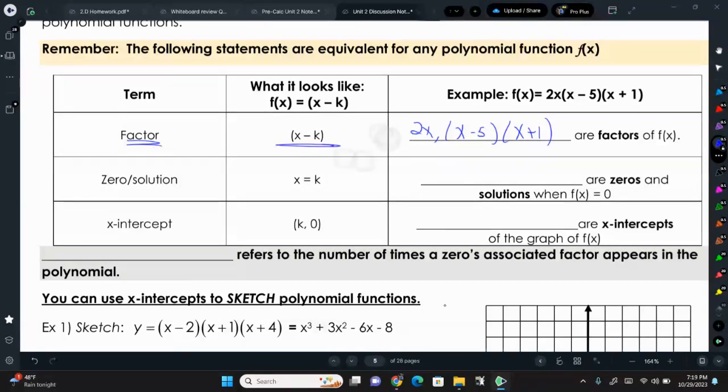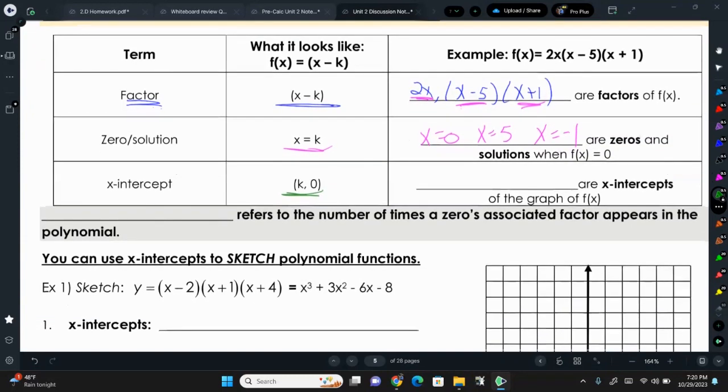Now, when I talk about zeros or solutions, that's when I say x equals a number. So x equals 0, x equals 5, and x equals -1. Okay, zero, solution, x equals. Now, intercept is an ordered pair, the solution comma 0. So I have 0, comma 0, 5, comma 0, and -1, comma 0. So they're all related to each other, but they look different when I ask for them.